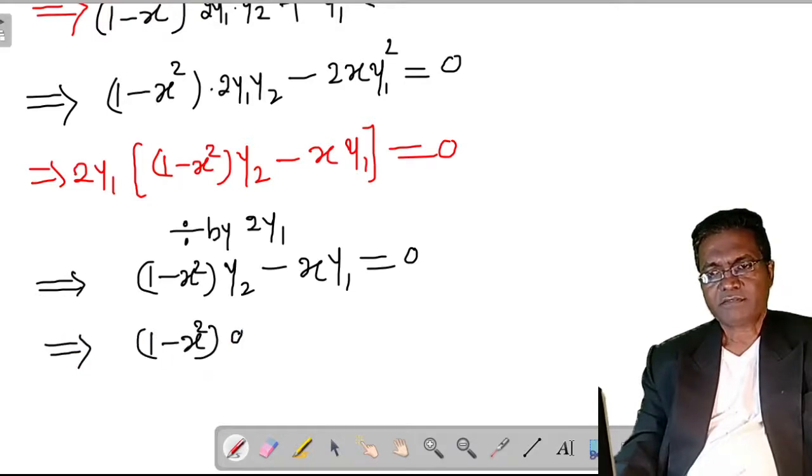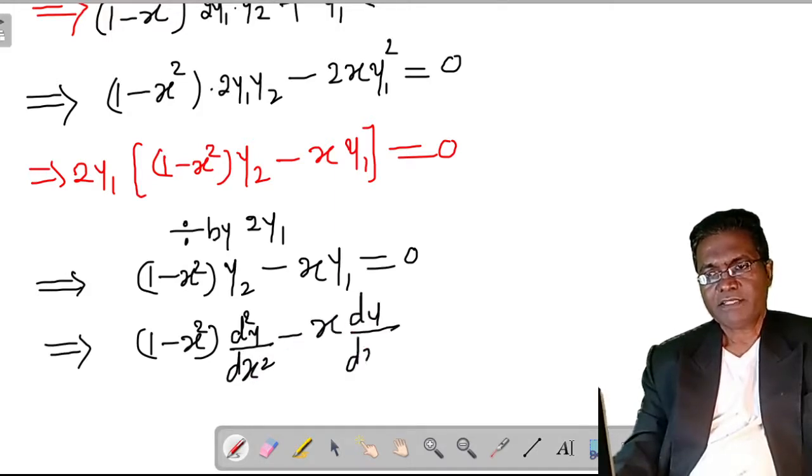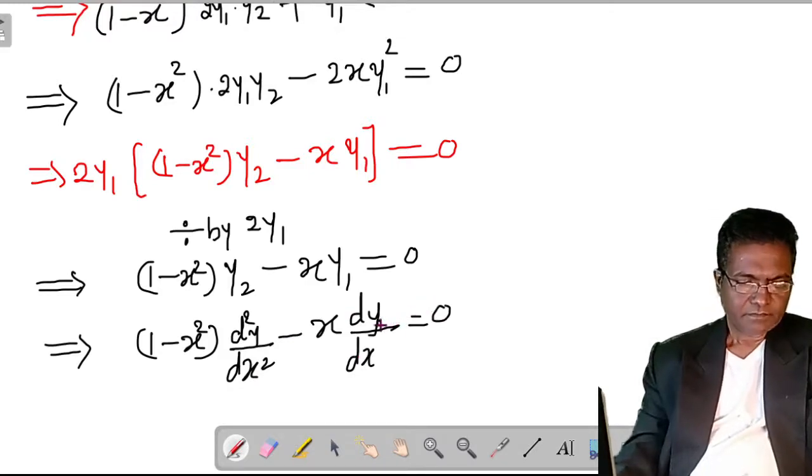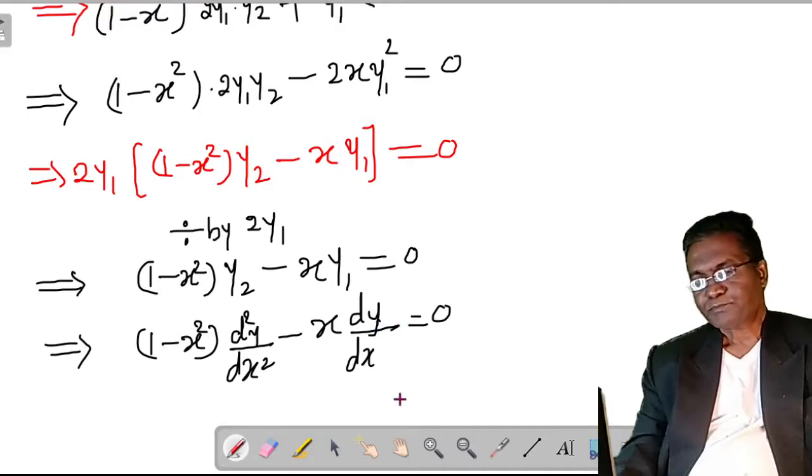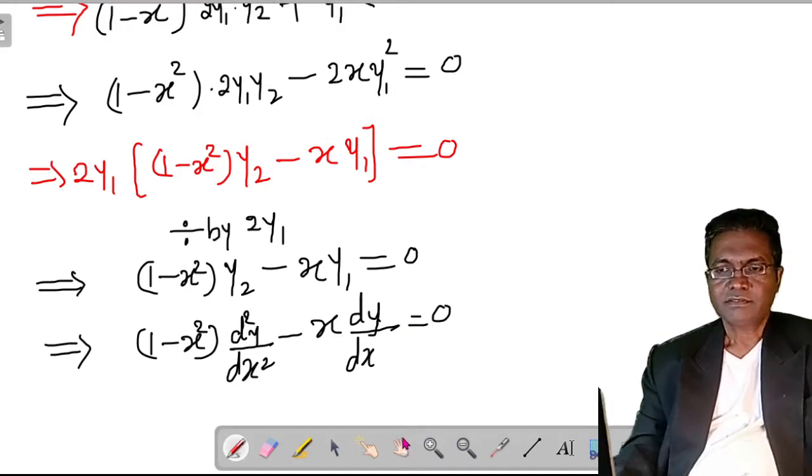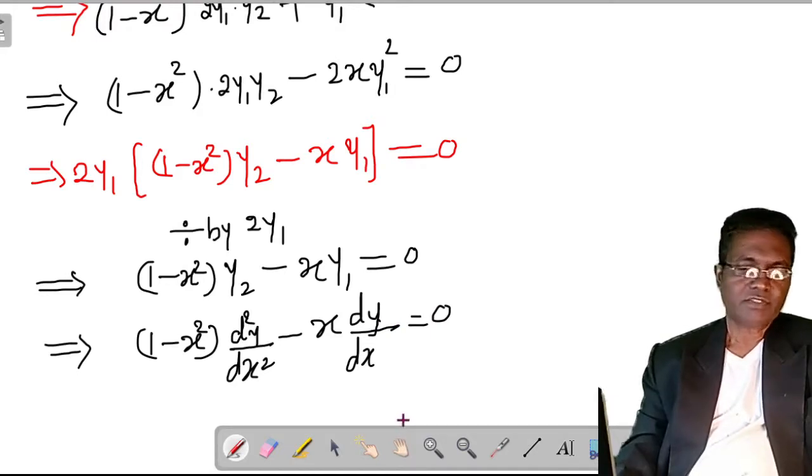(1 minus x square) y2 means d square y by dx square, minus x into y1 means dy by dx. Okay. I hope it is a little bit lengthy, but it can be done if you practice 2-3 times.